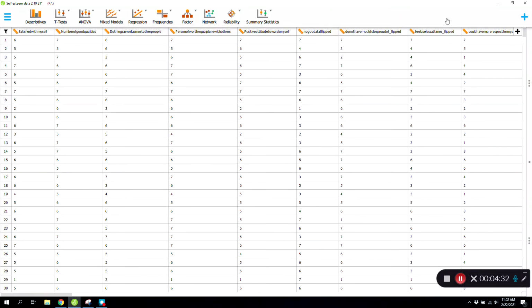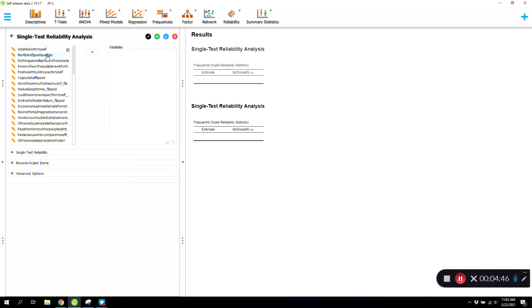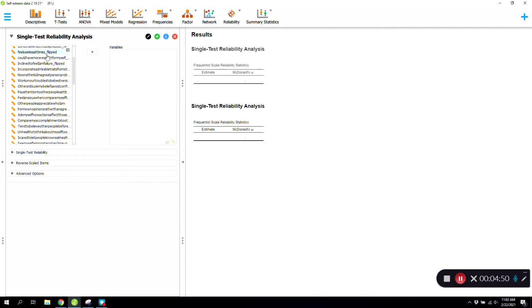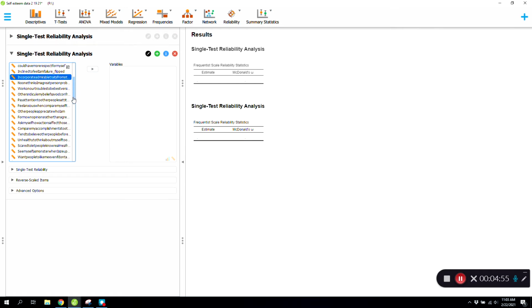So if you don't see something, I apologize, click this plus and then you customize what you want for testing on top. But of course, what we needed for that assignment was reliability. So we click on that, and that's classical single test reliability. And then again, I'm going to go down here and grab the 15 items that we used in our test.